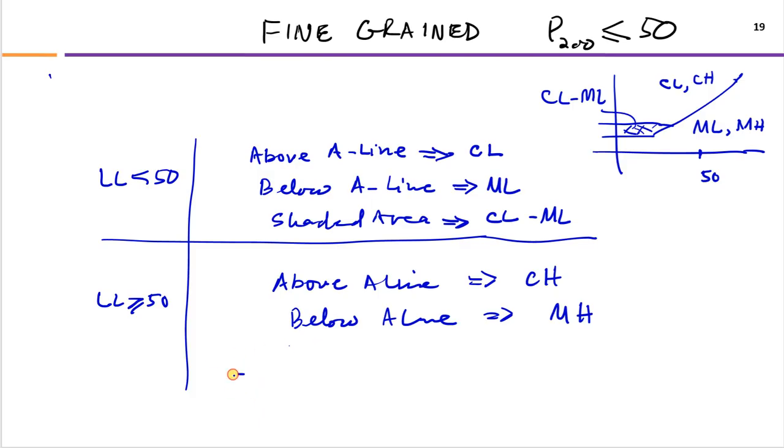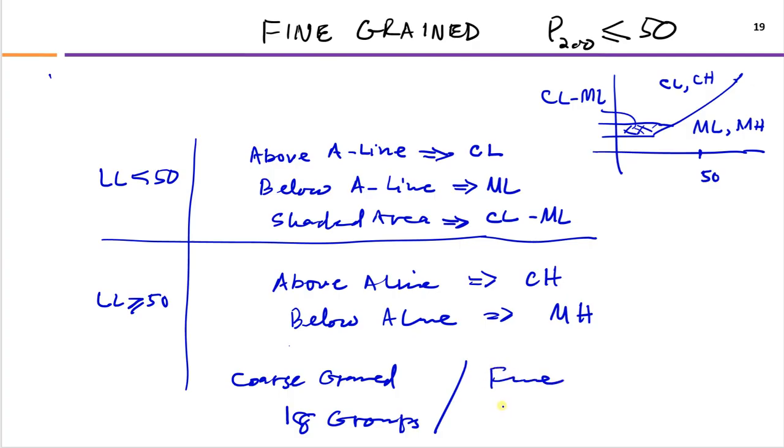So remember, for coarse grained there are 18 groups, and for fine grained there are 5 groups. So if we add them together, in the unified soil classification system, there are a total of 23 groups of soils.